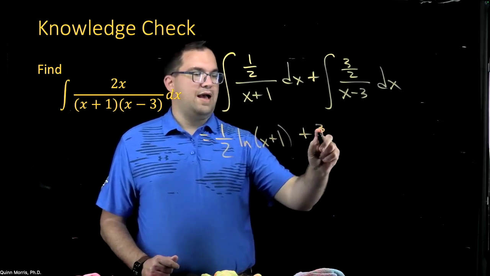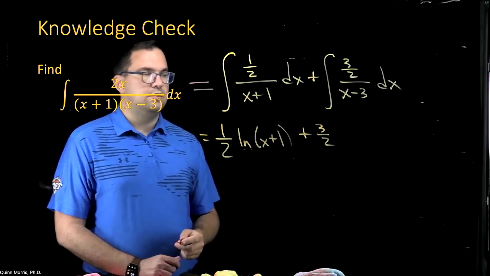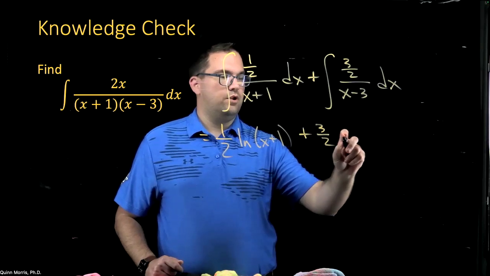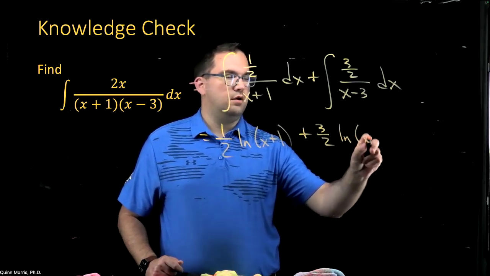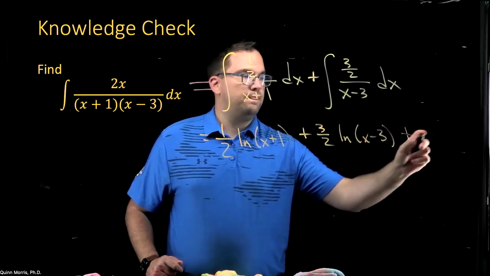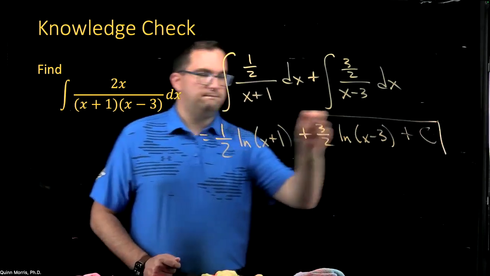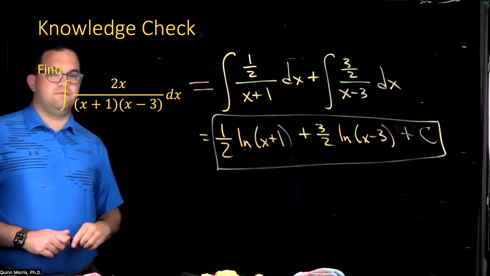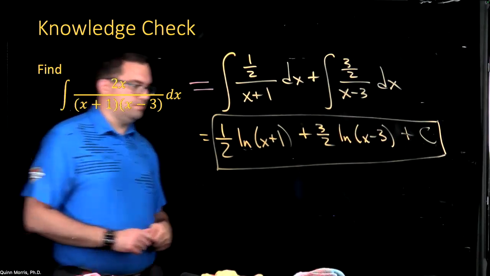Plus, I can pull that 3/2 out. It's just a constant. And I'll end up with 1 over x minus 3. And the antiderivative of 1 over x minus 3 is just natural log of x minus 3. And so there is our final antiderivative using partial fractions decomposition.